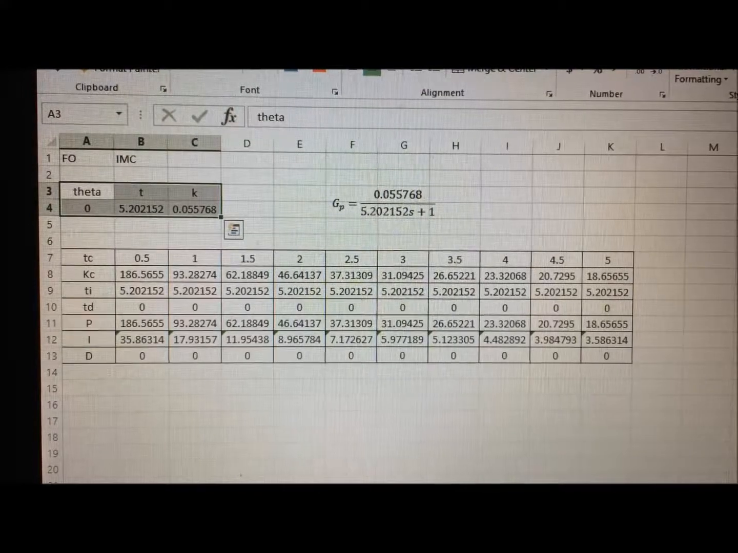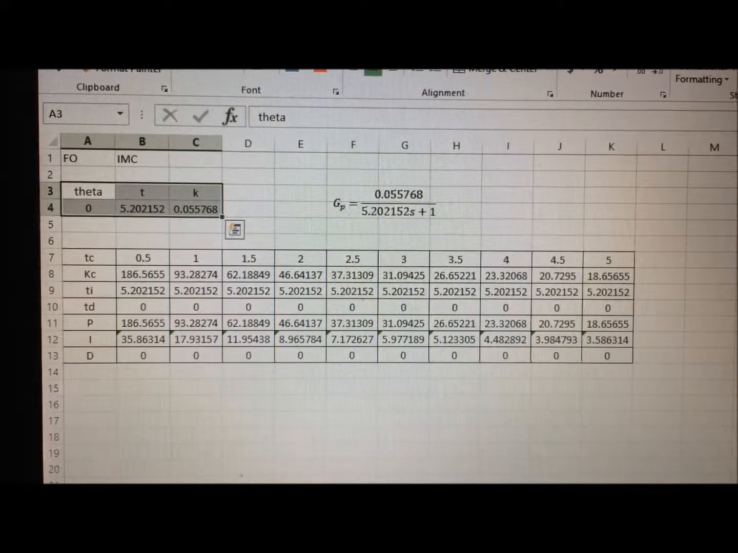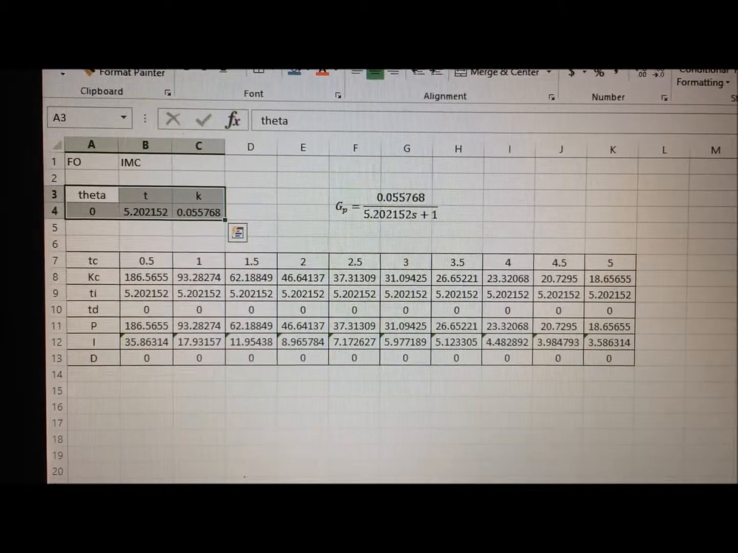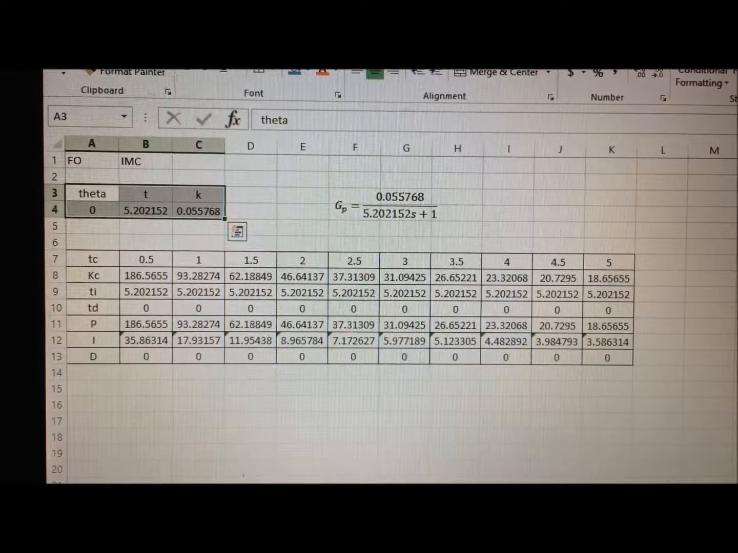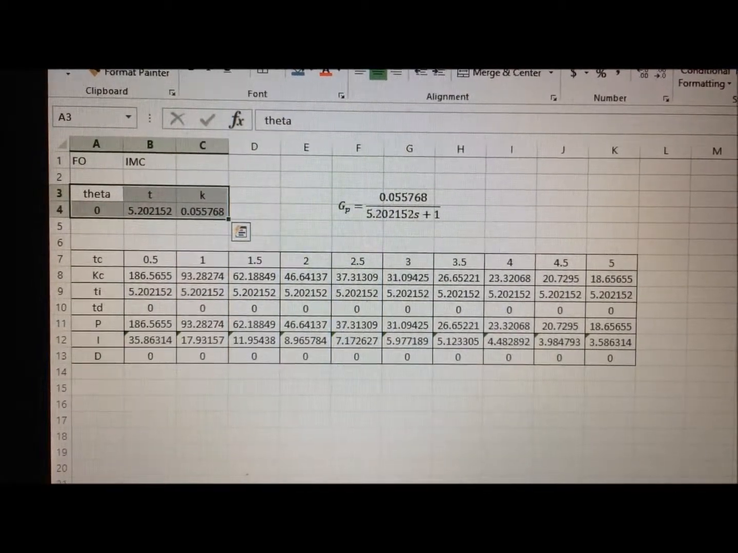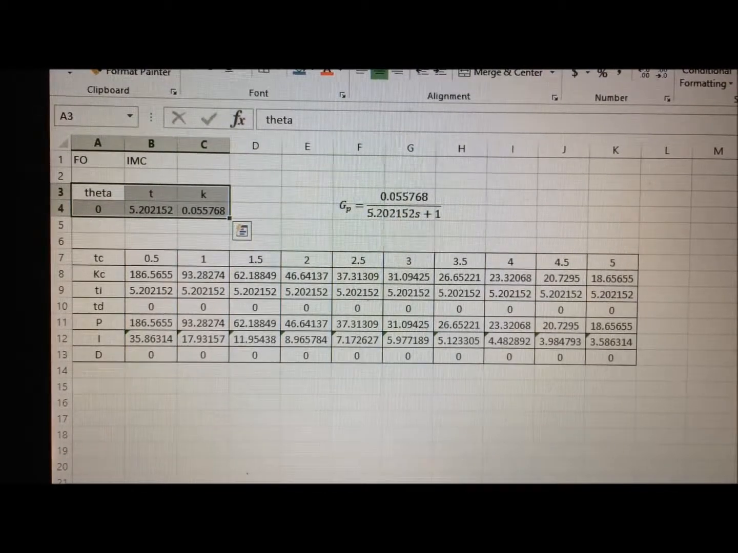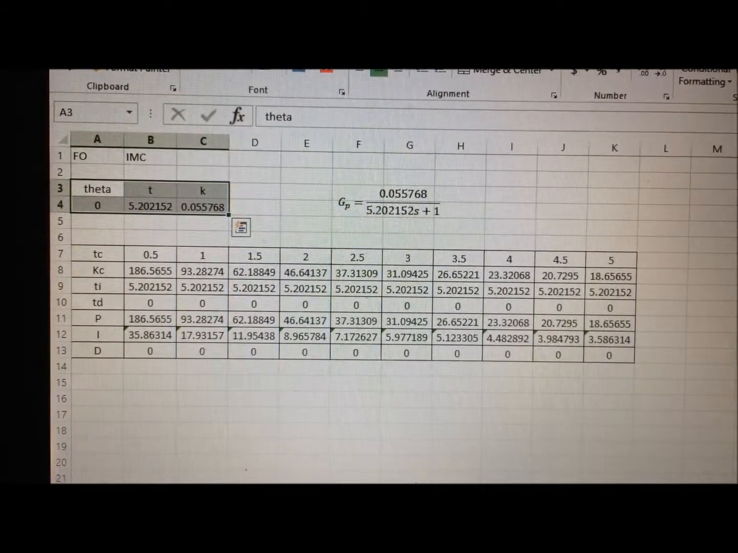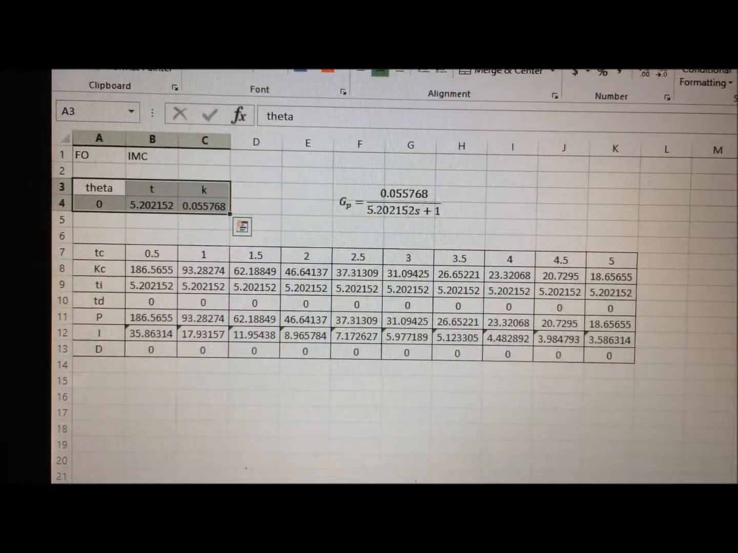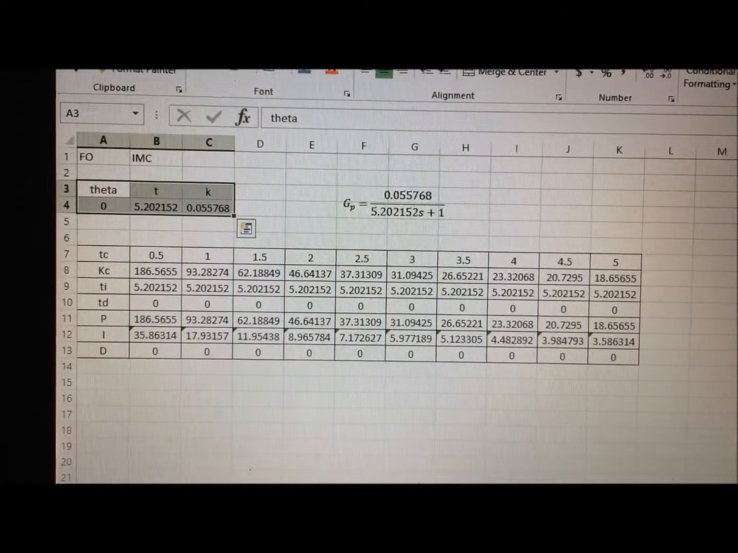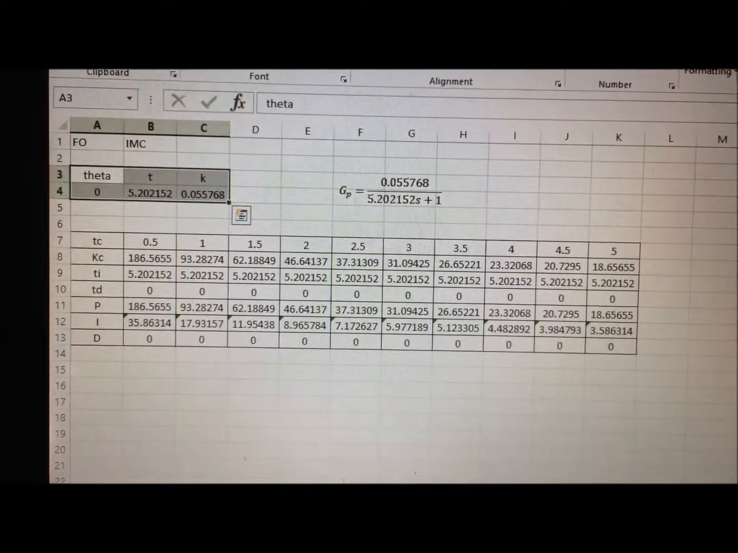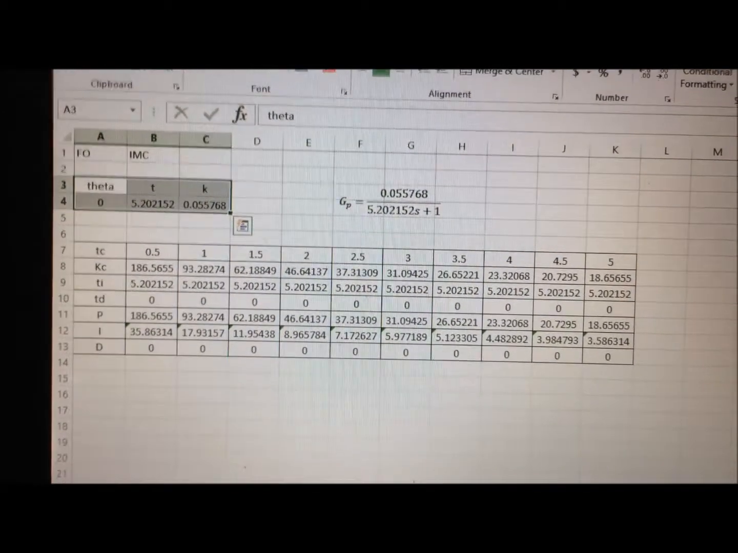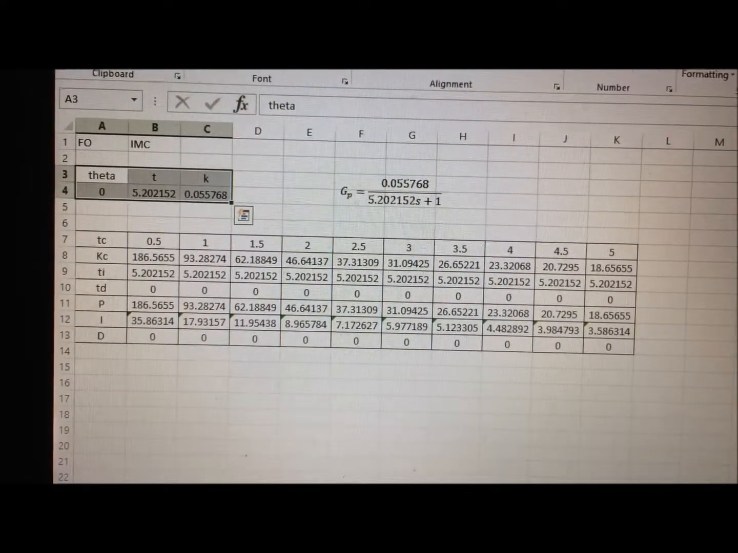Before we can proceed with finding our KC and also tau I, first we must guess our tau C. We are using the guessing factor, where our tau C must be in between our theta, which is our time delay, and our tau. So our time delay is equal to 0, whereby our tau is equal to 5.202152. So we decided to use 0.5 to 5 for our tau C, with an increment of 0.5 each.